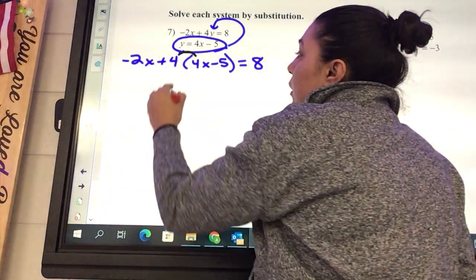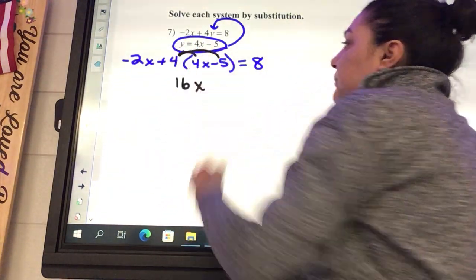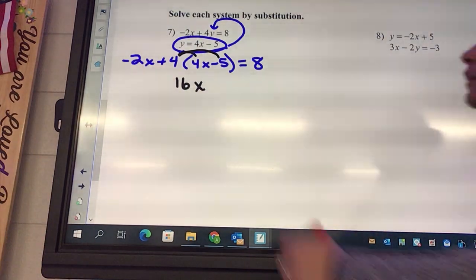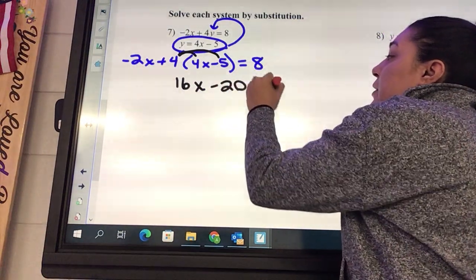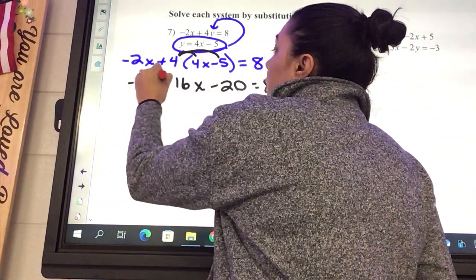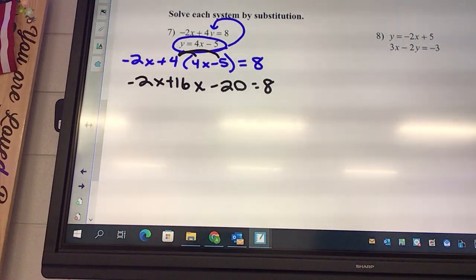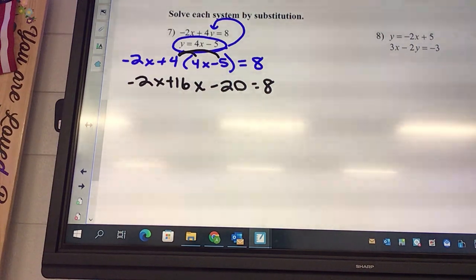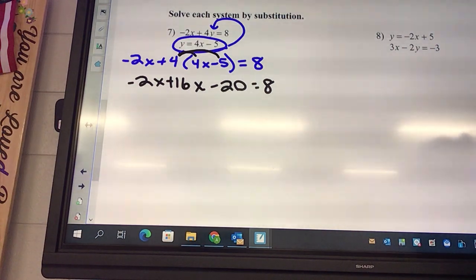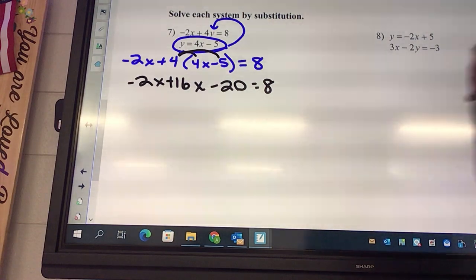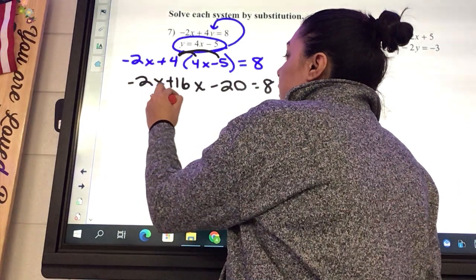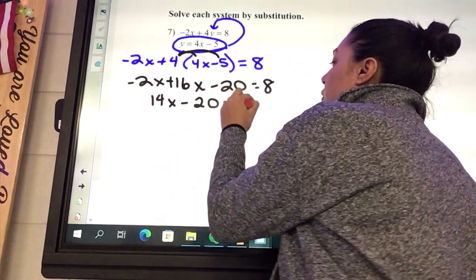So 4 times 4 is going to be 16x. 4 times negative 5 is negative 20. And then we still got everything else that we haven't used. Okay, what should your next step be? Combine like terms. What can we combine? 16 and 2. What is negative 2 plus 16? 14. So we got 14x minus 20 equals 8.